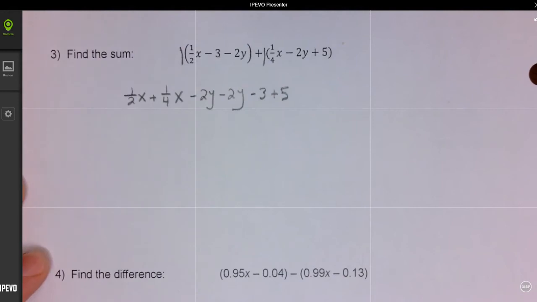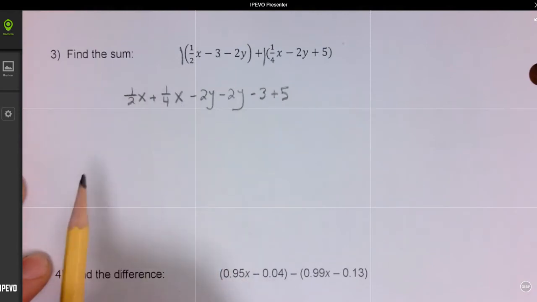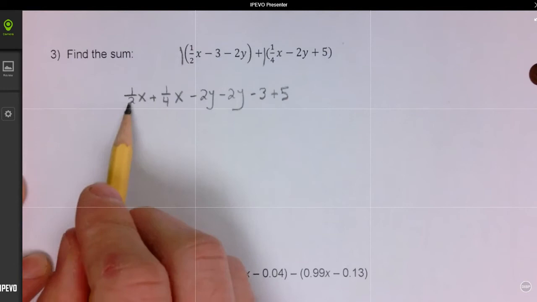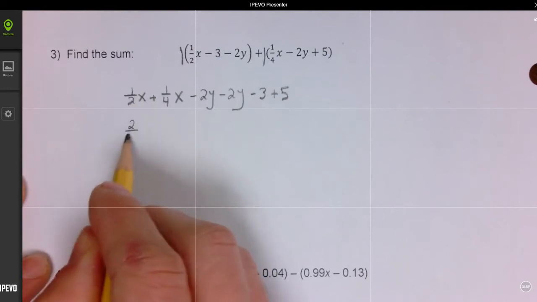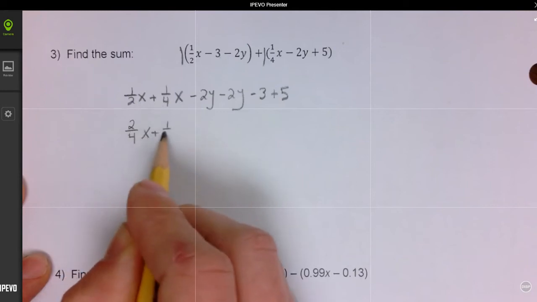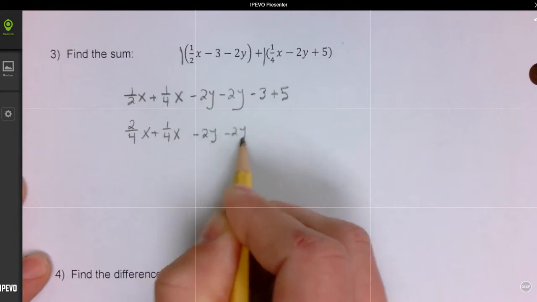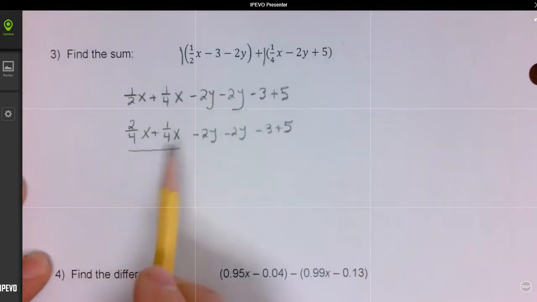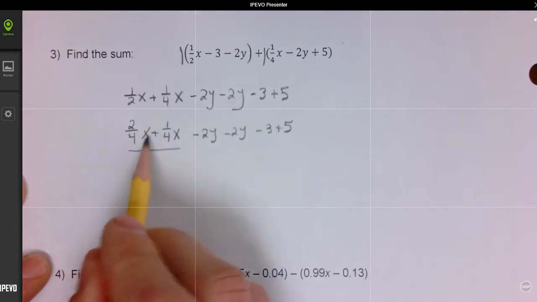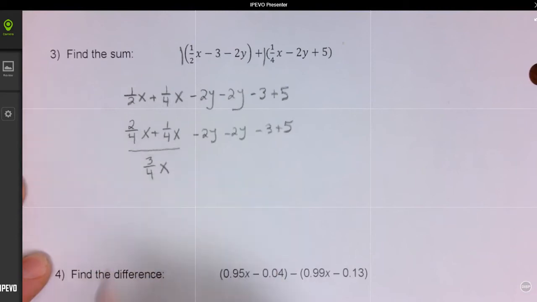Okay, so now let's combine the x terms together. 1/2 x and 1/4 x, these are fractions. In order to add them together, I need to have a common denominator. Halves and fourths, I'm going to use fourths. 1/2 is the same as 2/4. So this is 2/4 x plus 1/4 x. And then again, minus 2y, minus 3 plus 5. So when I combine these, they're same signs. I'll add them together. 2/4 x plus 1/4 x is 3/4 x.